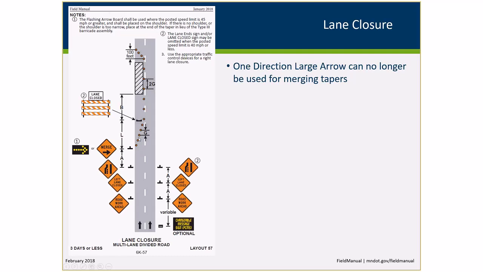If it can't fit on the shoulder, so if it's a left shoulder, you may not have much of a shoulder here, or the shoulder is too narrow, you need to place the arrow board at the end of the taper in lieu of the Type 3 barricade. There have been situations where we've seen it installed in here, and per the federal MUTCD, there can be nothing in the taper itself. So the flashing arrow board needs to be placed at the end of the taper if you don't have enough shoulder, just to point that out and let people be aware of that.